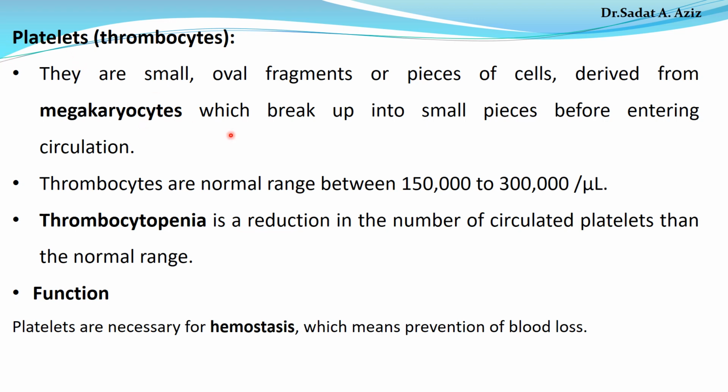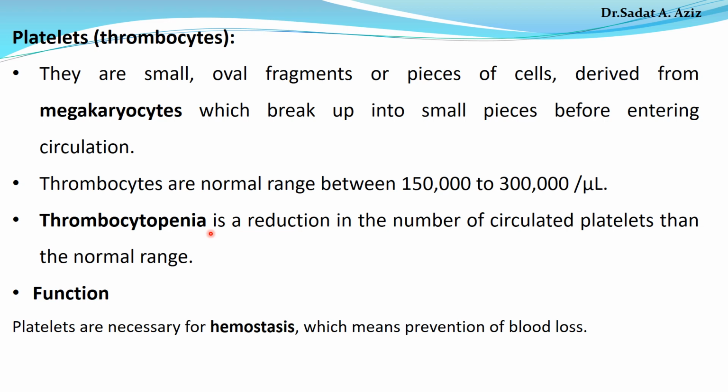Okay, so platelets are not intact cells; they are fragments of cells. The number of the circulated thrombocytes normally ranges between 150,000 to 300,000 cells per microliter of blood.